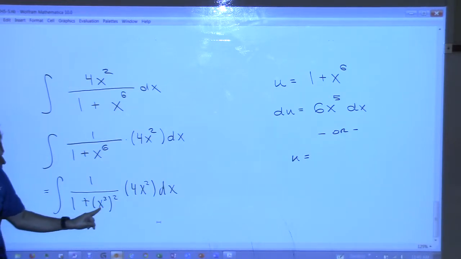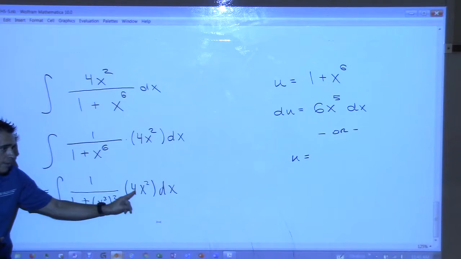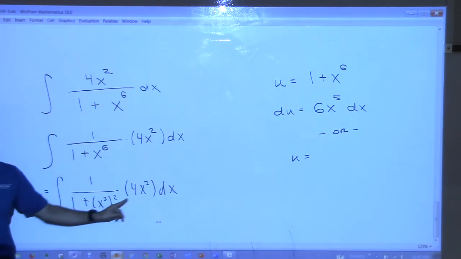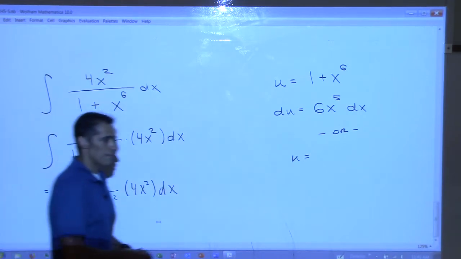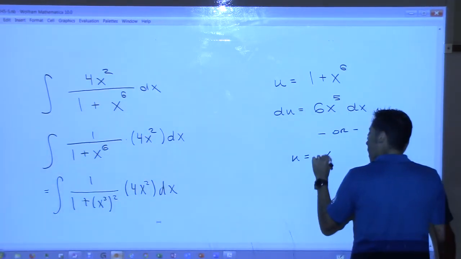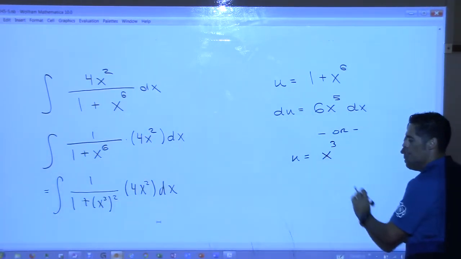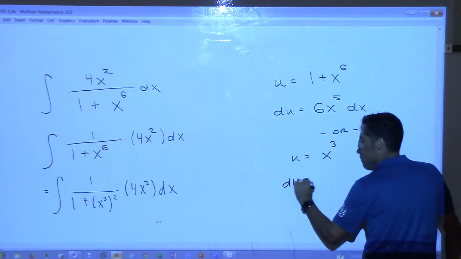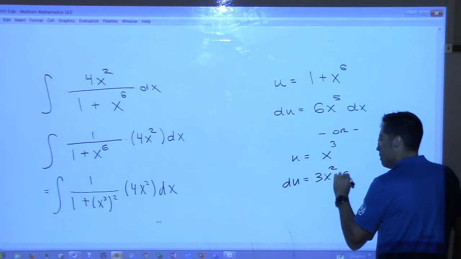Look, x to the third, if that's u, then what's the derivative of this? 3x squared. What do we have? 4x squared. We're off by a constant. You all see that? So I'm going to go for this. X cubed is my u. The derivative of this is 3x squared dx.